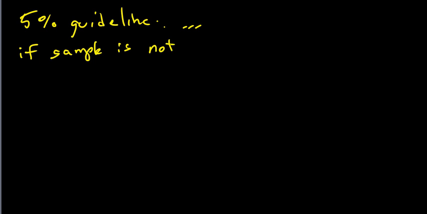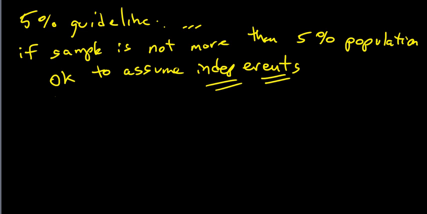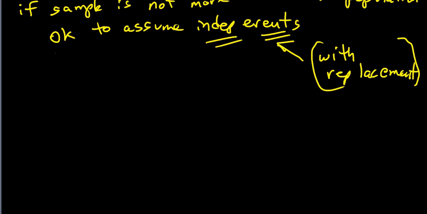The book cites what we call a 5% guideline. Now, what's that? It says if the sample that you're picking is not more than 5% of your available population, it's okay to assume independent trials or independent selections or independent events, even though technically they're not. And again, when we're assuming independent events, we are assuming we're doing things with replacement, because it makes our calculations so much easier, and the answer is almost as good.